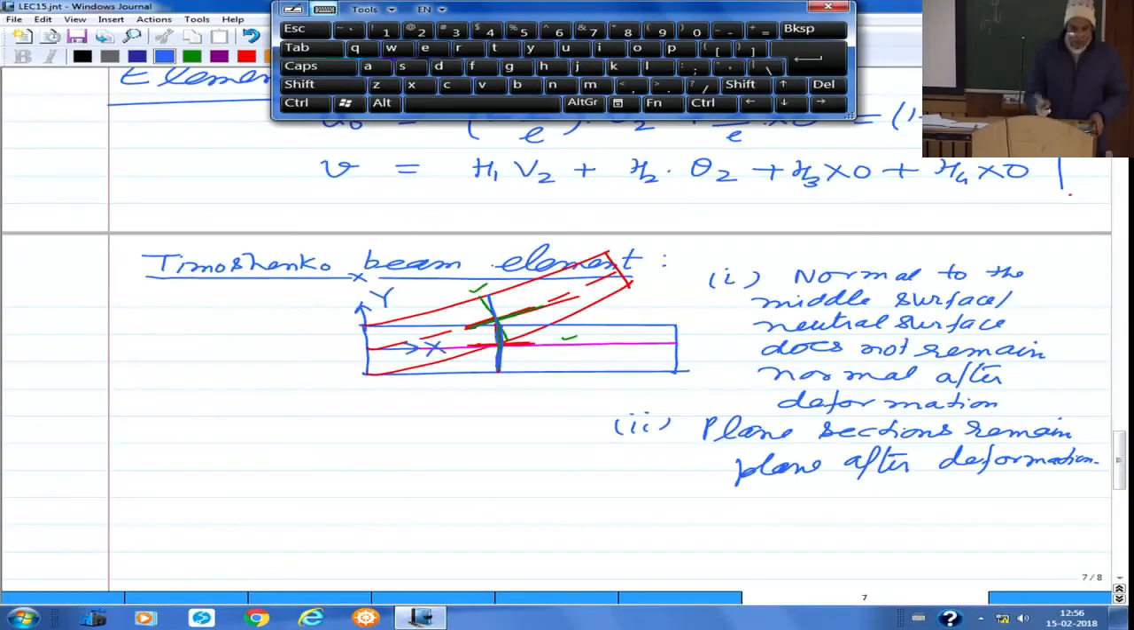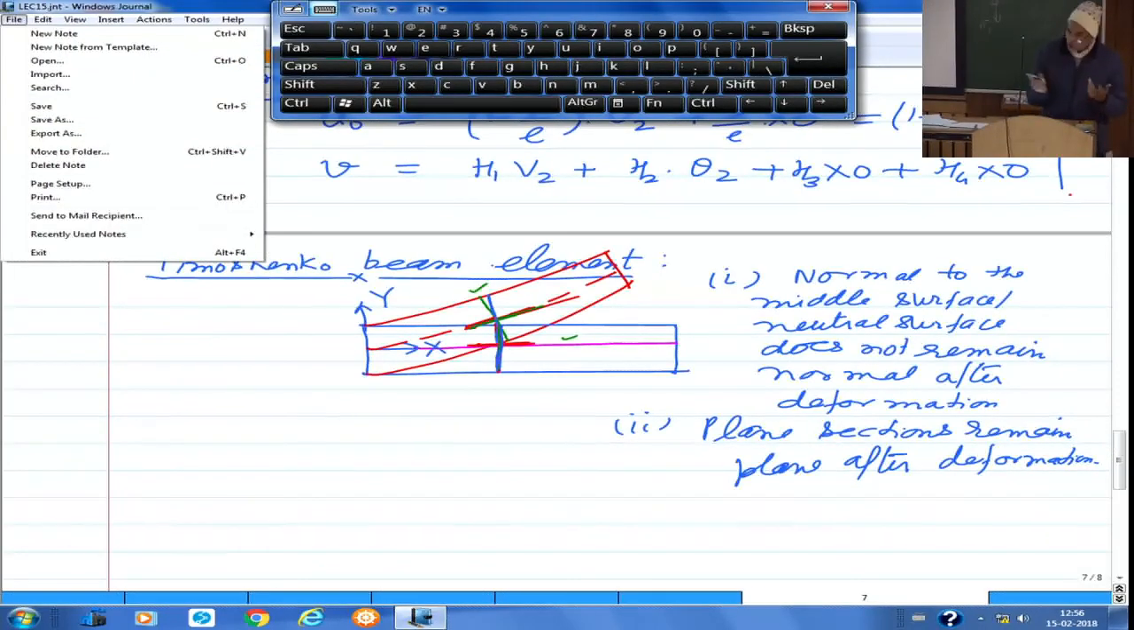Yes, it's a tangent to the neutral axis. If you have any doubts or questions, you can ask outside.